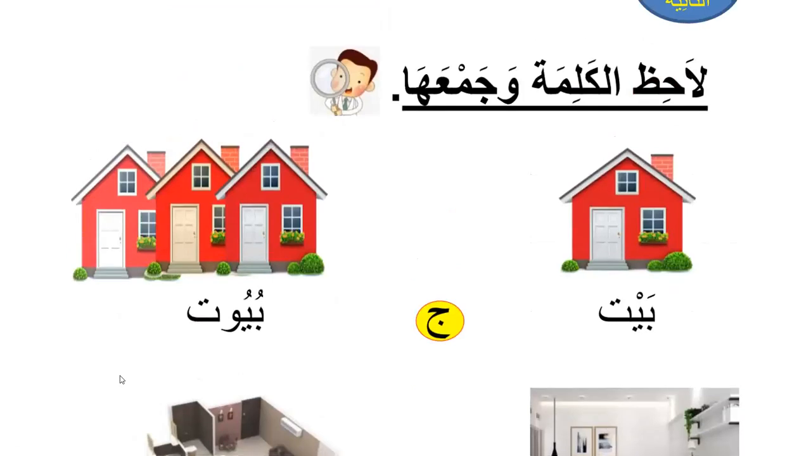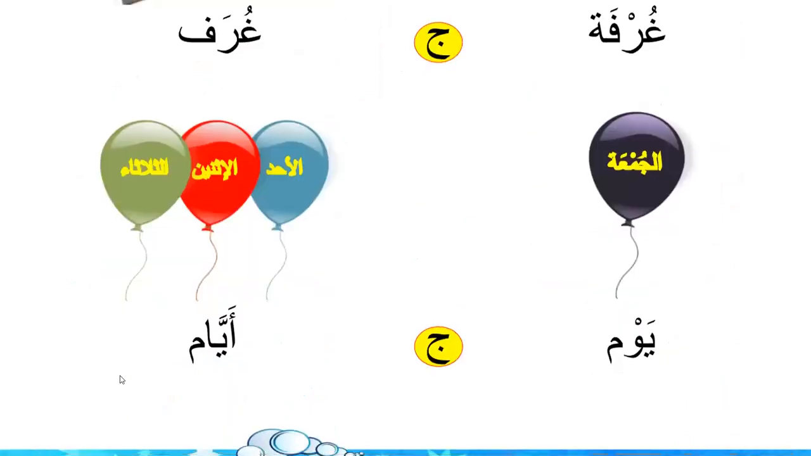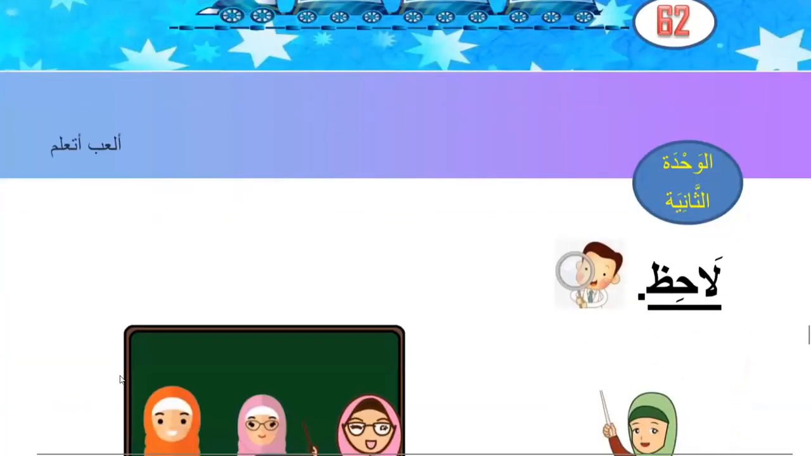Riyan. Bait, house. Buyut, houses. Good. Gurfa, room. Guraf, rooms. Good. Yawm, ayyam, days.